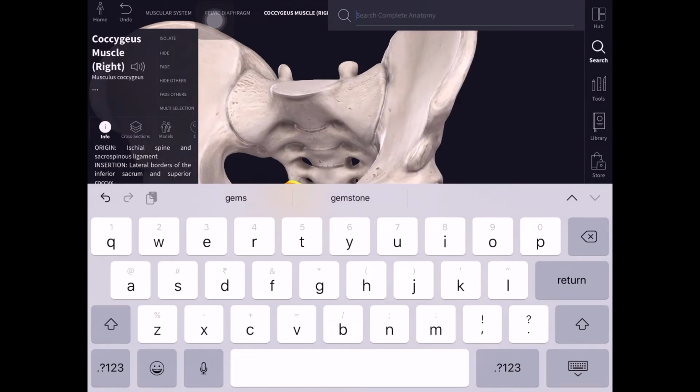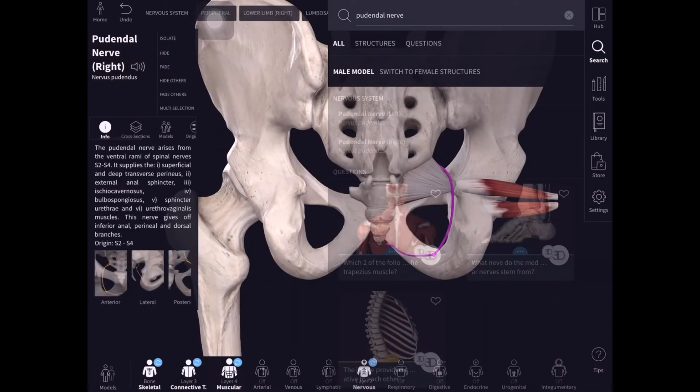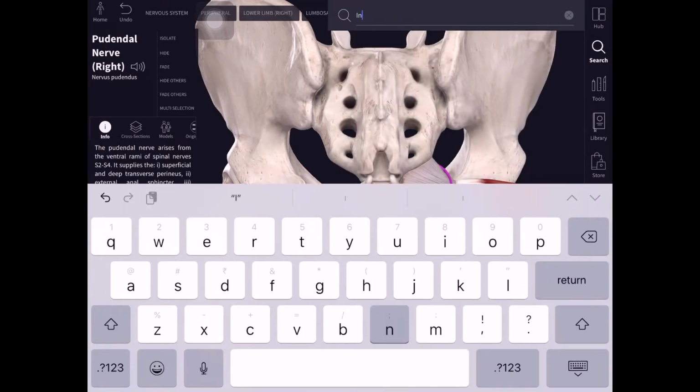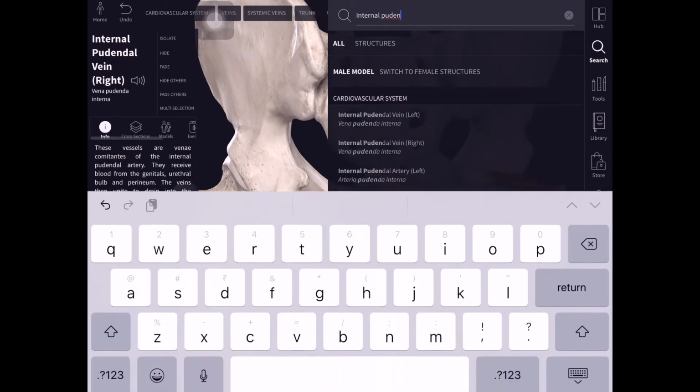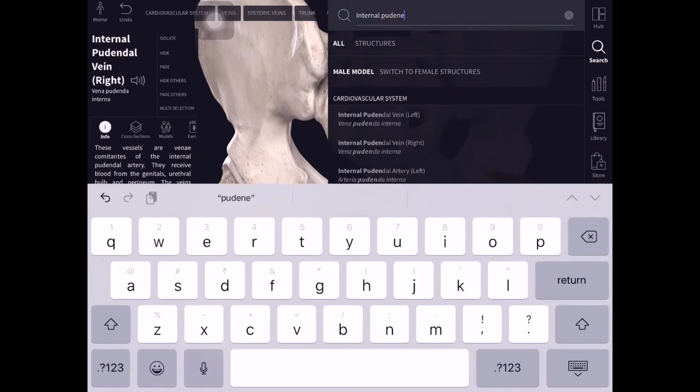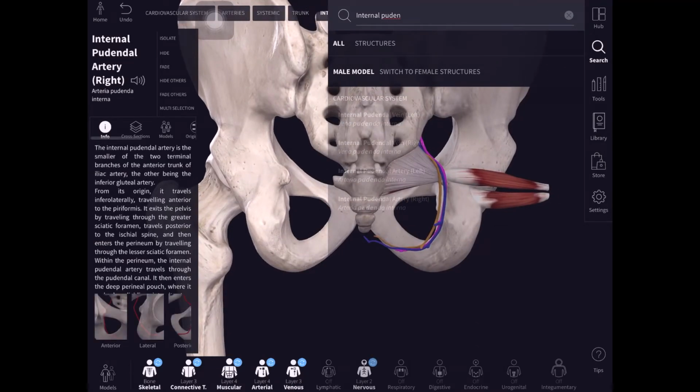Let us look at the nerves. What nerve do we have here? Pudendal nerve. So where is our pudendal nerve? Right here. We got the pudendal nerve, and along with the pudendal nerve we have the internal pudendal vessels. Both I have to take one by one. First the internal pudendal vein is there, then the internal pudendal artery. Yeah, I got the artery also, and the vein also.